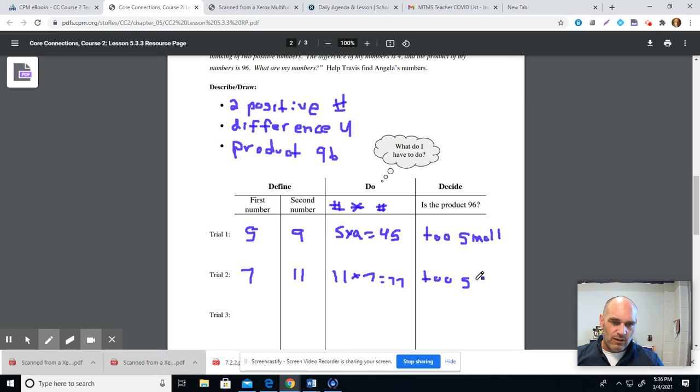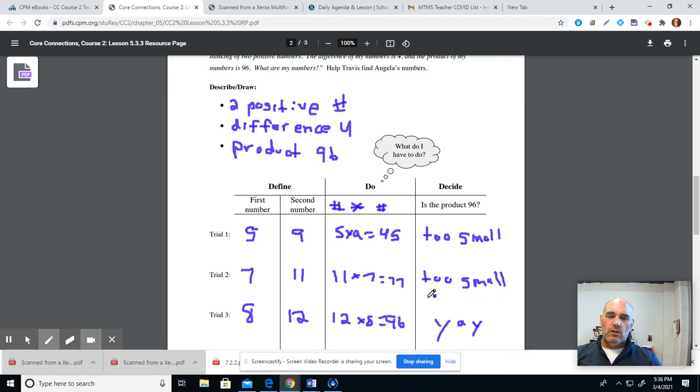All right, well, I'm getting closer though, because remember, I want to get to 96, so I am closer. Let's try 8 and 12. So there's a difference of 4. Yep. 12 minus 8 is 4. When I multiply 12 times 8, that gives me 96. So, hey, that's what I wanted. All right, so we're just going to put something in this column that says, yay, I got it, or perfect, or yes, that's my number.